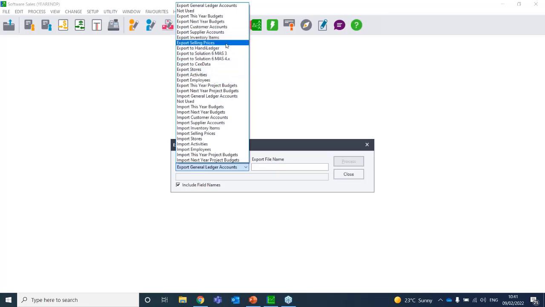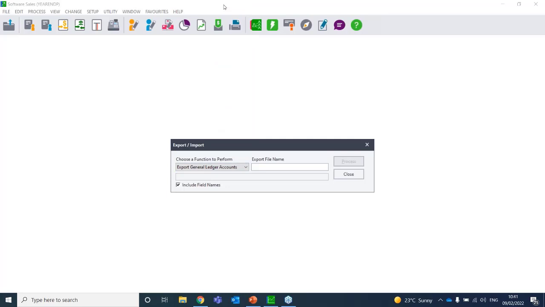But you can, I thought you could export it. Apparently you can't. No, sorry guys. I honestly thought that you could. No, there it is. Sorry, it's at the top. Export general ledger accounts. I just didn't see it. Apologies. Guys, give it a name.